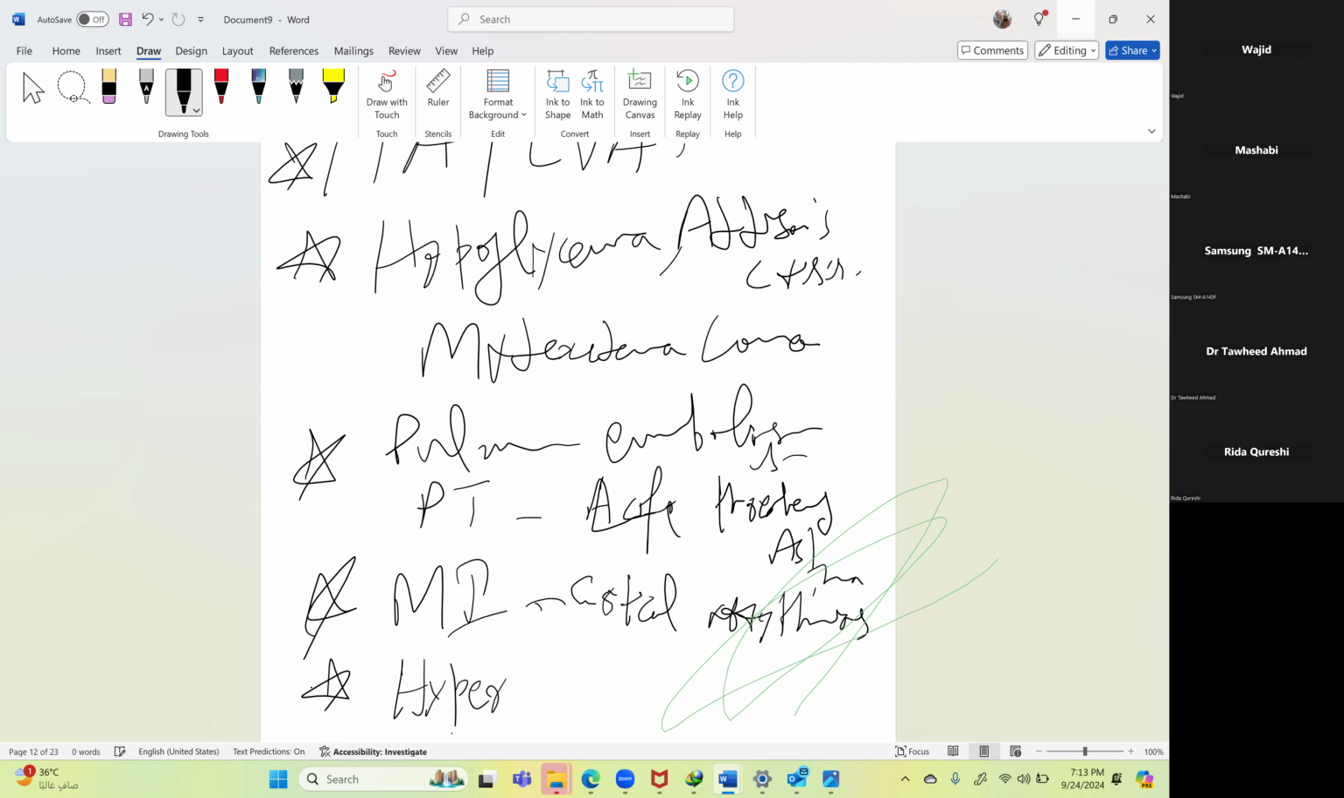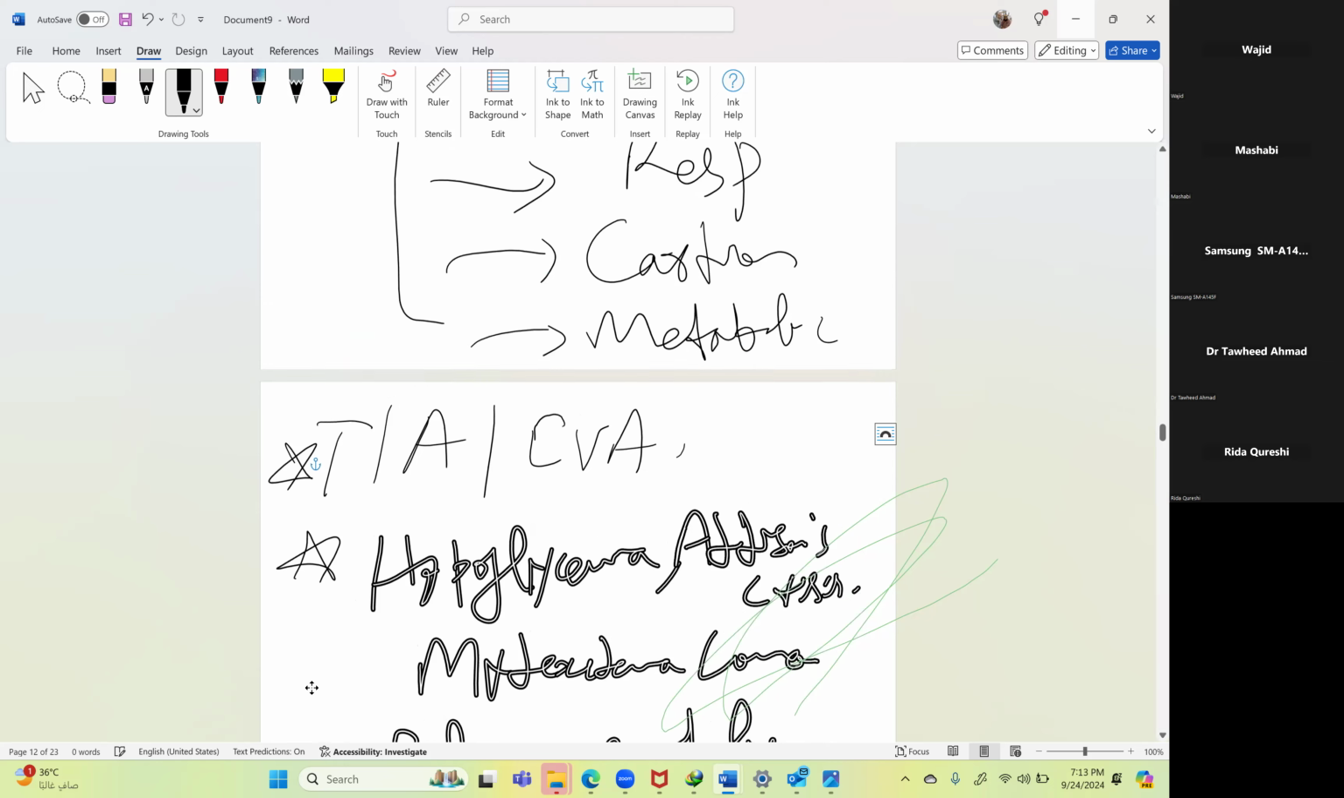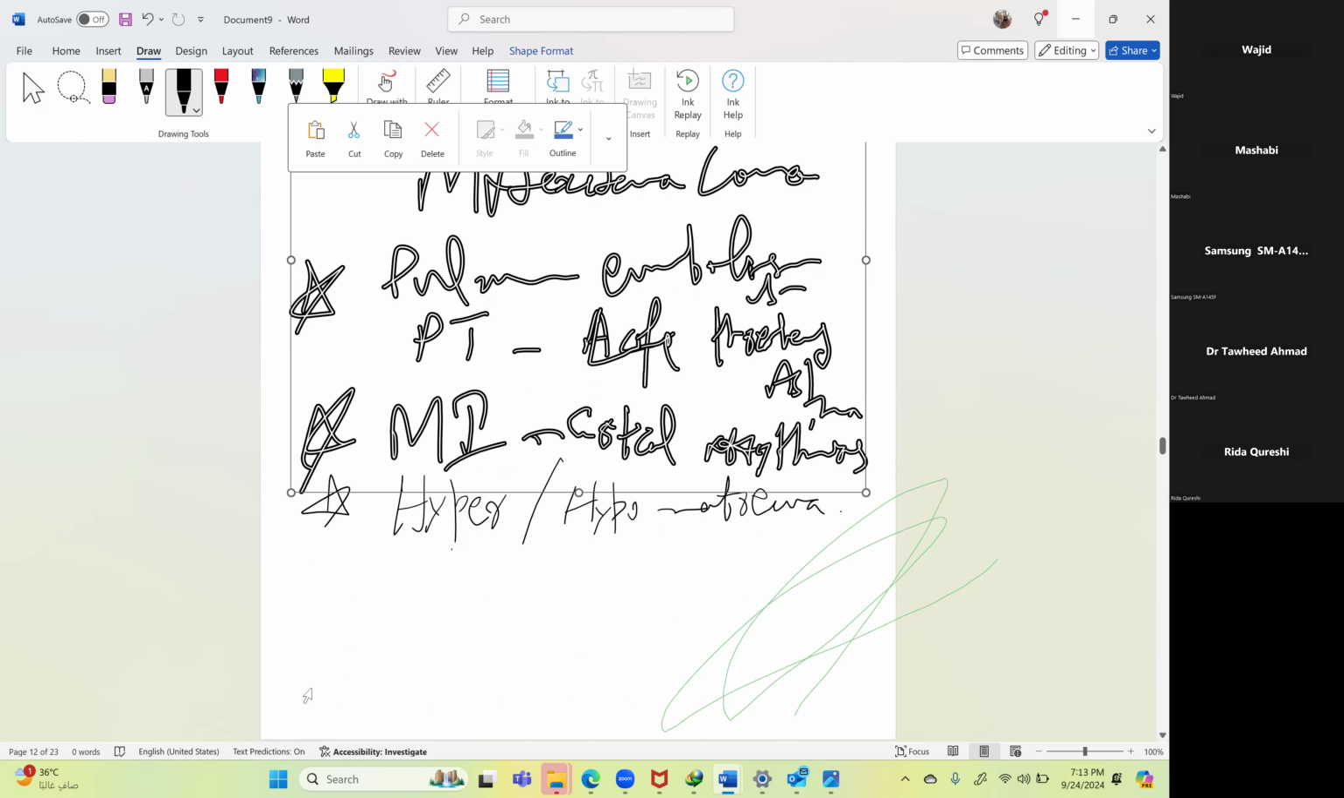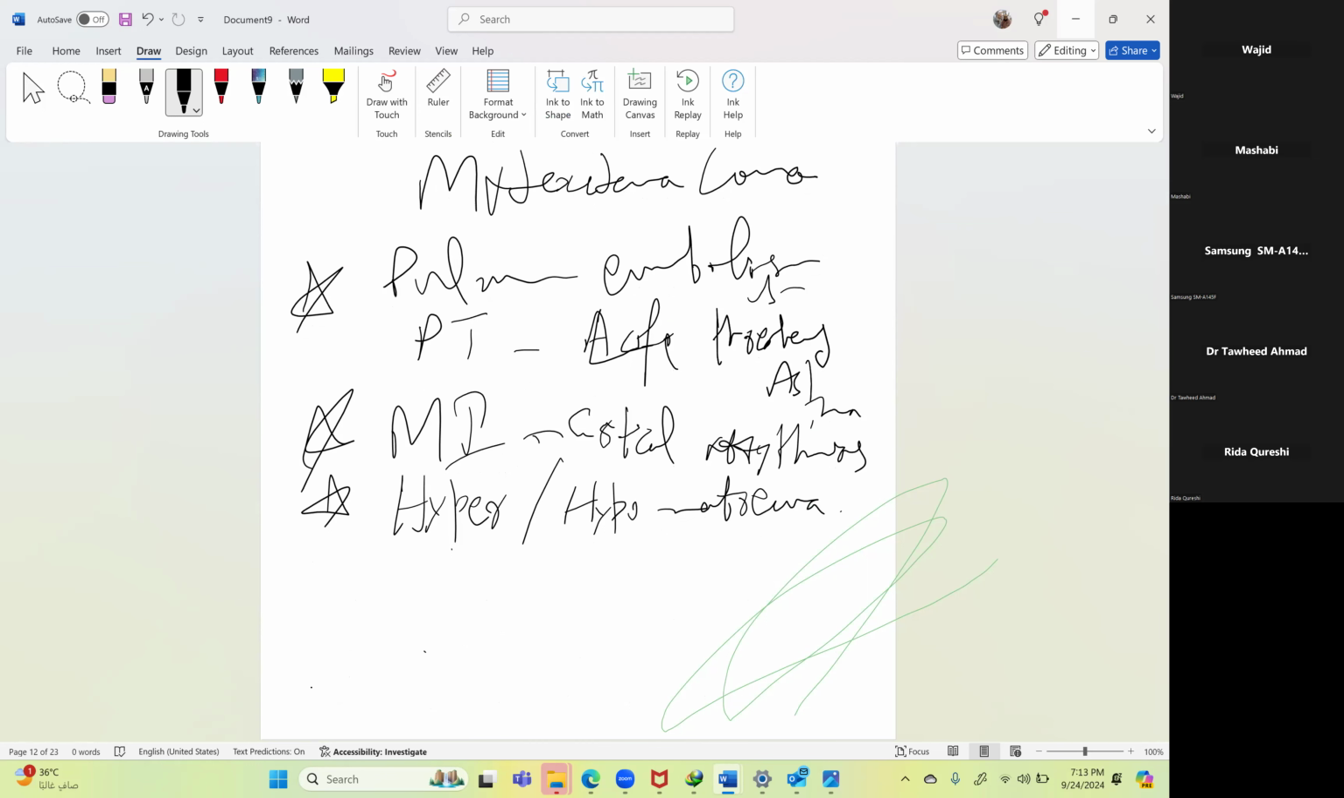Hypernatremia or hyponatremia, like severe metabolic causes. Shouldn't we classify them into early, intermediate and late complications, like the complication of unconsciousness? Is there some concept like that for these complications?